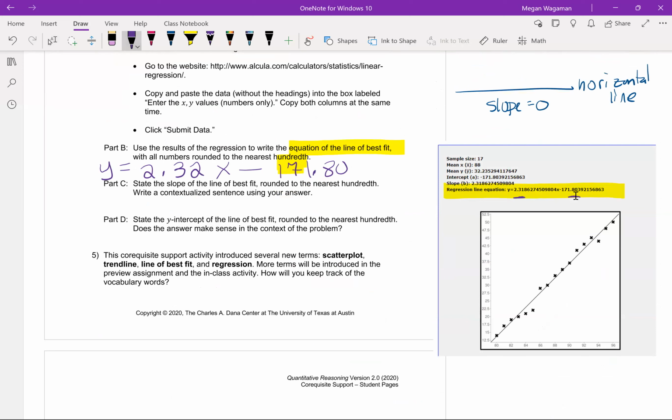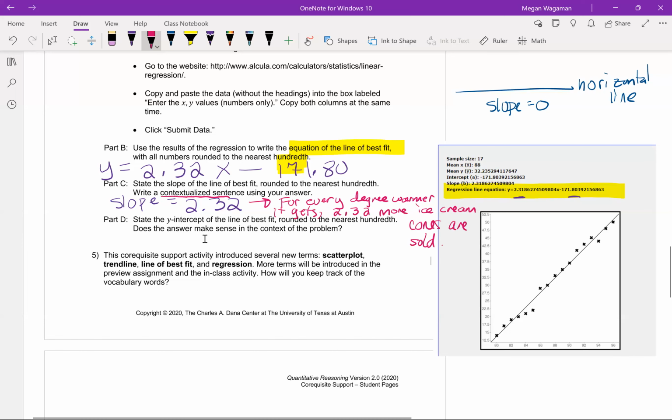So the slope of this equation is that number that's in front of the independent variable. So that's 2.32. And what that's telling us in this context, so they want this contextualized sentence, is that for every degree warmer it gets, 2.32 more ice cream cones are sold.